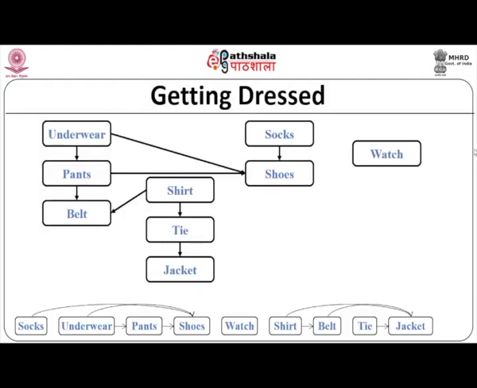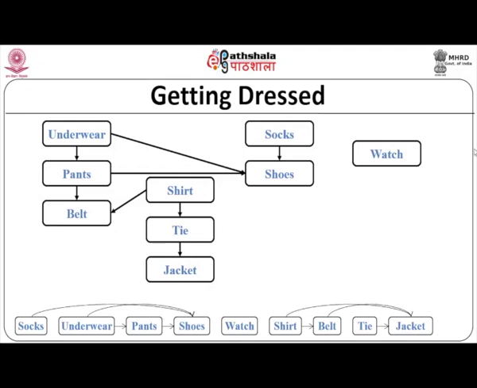Now, as we already discussed previously, this is an example of getting dressed. Here, after socks you will wear the shoes, but for you to wear shoes you should have first worn the underwear, then the pants, then the belt, but for you to put on the belt you should have finished the shirt. So, the order will probably be underwear, pants, shirt, belt, tie, jacket, and then socks, shoes and watch.